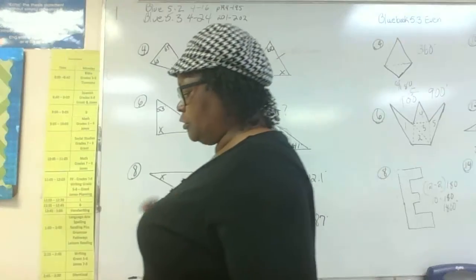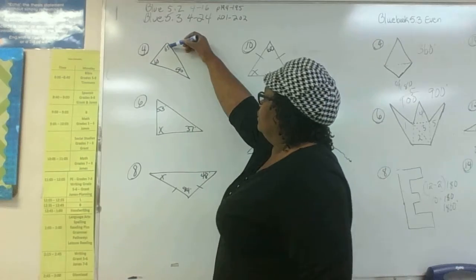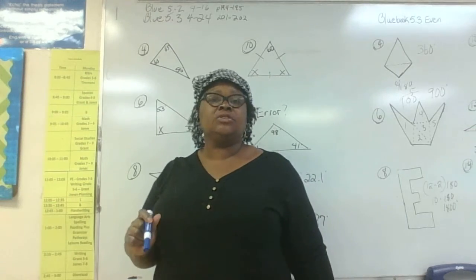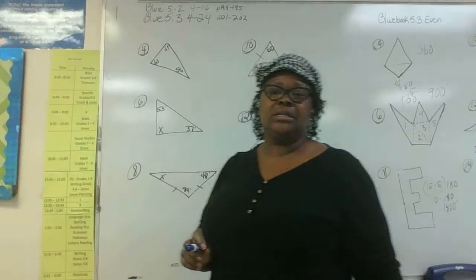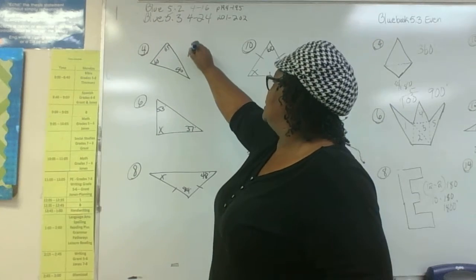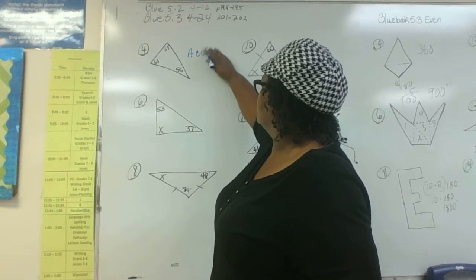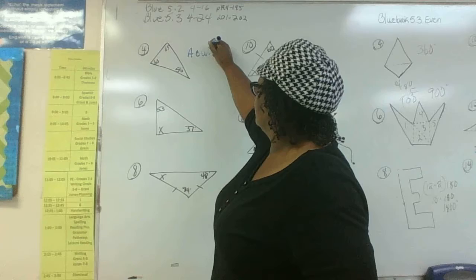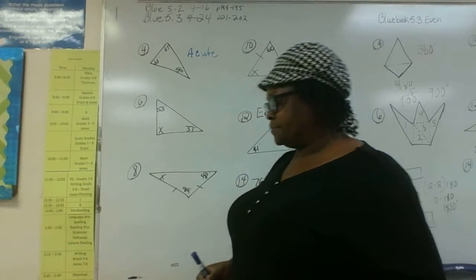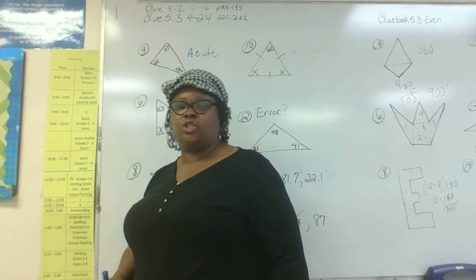Okay. On the first one, it asks us to classify the triangle. Here we have 65, 55, 60. In this case, each of the angles is less than 90 degrees. And since all of them are less than 90 degrees, we classify this as an acute triangle.